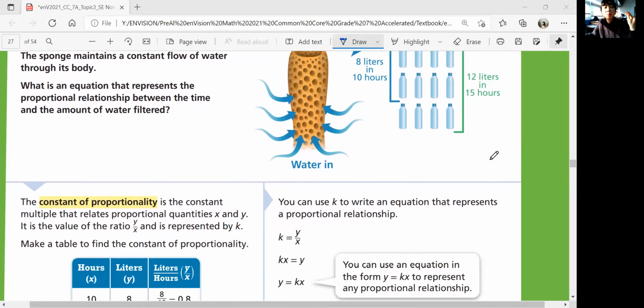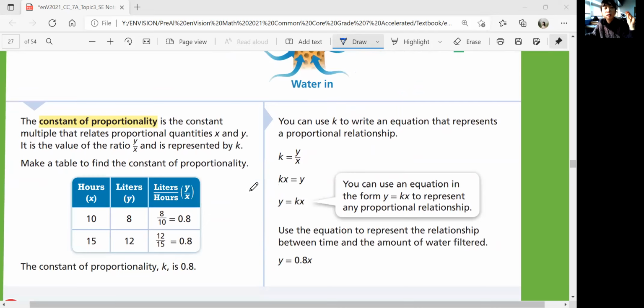The constant of proportionality is a constant multiple that relates proportional quantities x and y. It's the value of the ratio y over x, and it's represented by k. So first we need to write the ratio, which is going to be liters over hours. And we have 8 over 10, 12 over 15, and they're going to be equivalent to 0.8. That is our constant of proportionality, k.